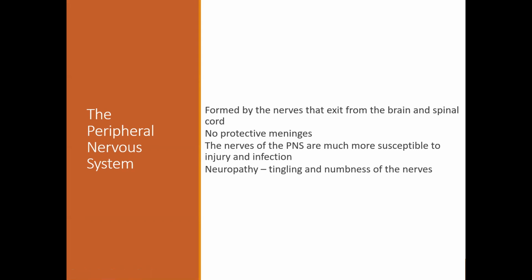The peripheral nervous system is formed from all of the nerves that we have throughout the body. The nerves do not have protective meninges. They do have a covering called myelin, and this is an insulation around those nerves, much like the coating around electrical cords. This myelin coats the nerves and allows the transmissions, the impulses, to be carried along throughout the nerves. But since the nerves don't have meninges, they don't have those tough coverings, they are more susceptible to injury and infection than the brain and spinal cord.